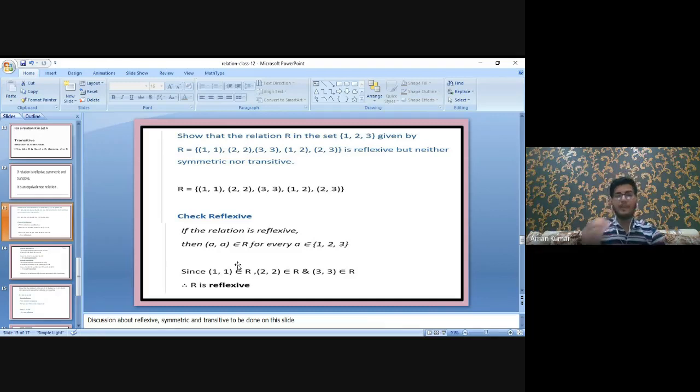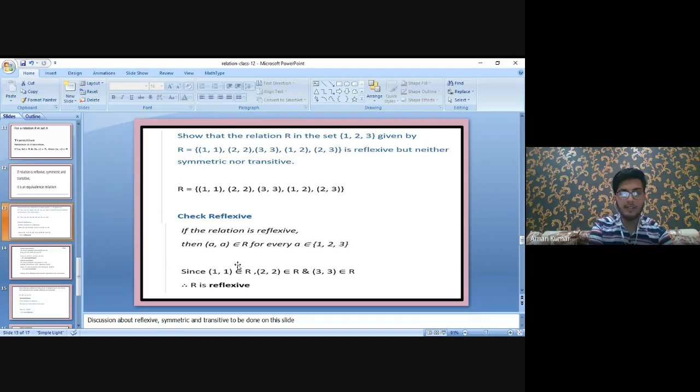First of all, for a relation being reflexive in the set {1, 2, 3}, we know that every element of the set must be related to itself. We have the elements 1, 2, 3. So if we have only the elements 1, 2, 3, then (1, 1), (2, 2), (3, 3), these ordered pairs must belong to R, then only the relation will be reflexive.